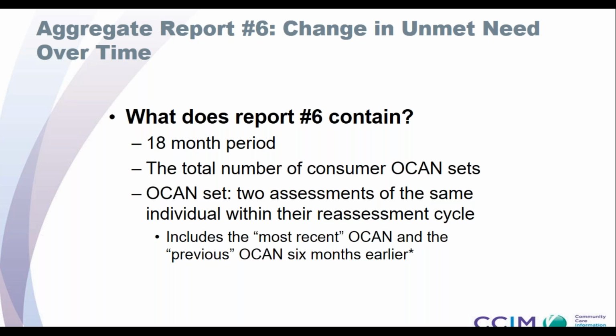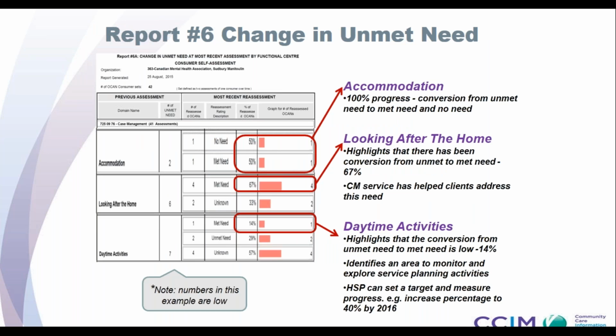This is over an 18-month period, and it takes OCAN sets. And an OCAN set, it is aggregate, but it's counting for each set, one set is two assessments from the same client. So it matches the client and looks at those two, from the most recent assessment and then counting 6 months earlier. And this shows you from the previous assessment, meaning the first assessment in the set, it looks at all of the domains and the number of clients that rated those domains as an unmet need. So that column on the left where it says previous assessment, it shows you broken down by functional center and then the various domains.